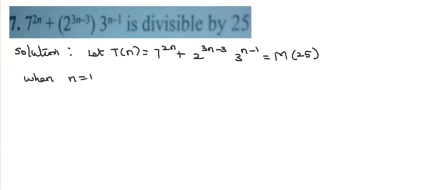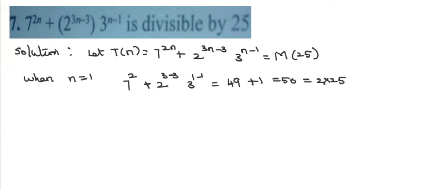make your substitution, n is equal to 1. So 7^2 + 2^(3-3)·3^(1-1). That answer is 7 squared, which is 49, plus any number to the power 0 is equal to 1. So you will get 50. That 50 can be written as 2 into 25. So obviously this is divisible by 25, m into 25. So our statement T of 1 is true.